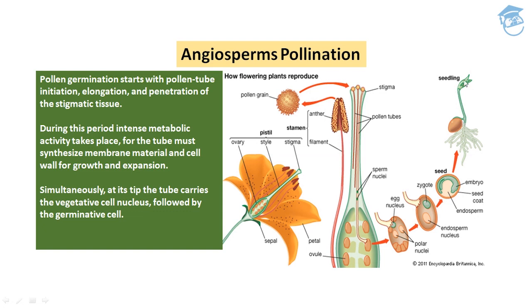And these are the cotyledons which sprout out from a seedling just after germination. So I hope it is clear to you now that pollen germination starts with pollen tube initiation, elongation, and penetration of stigmatic tissue. See, this is the stigma, and this tissue is called stigmatic tissue.